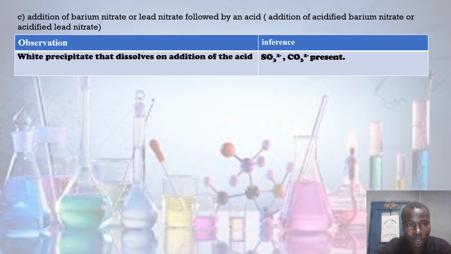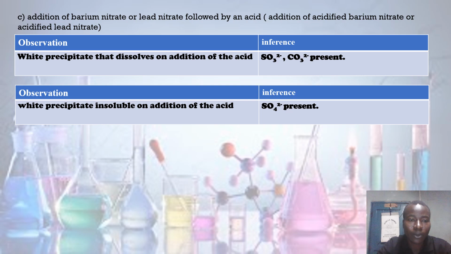So now we should remember that I'm trying to eliminate. In the previous case, I talked about the sulfate and the sulfite and the carbonate. So I have now eliminated the sulfate and I'm now remaining with sulfite and carbonate. So if I get a white precipitate insoluble on addition of the acid, if the white precipitate is insoluble, it implies that the sulfate ions are present.